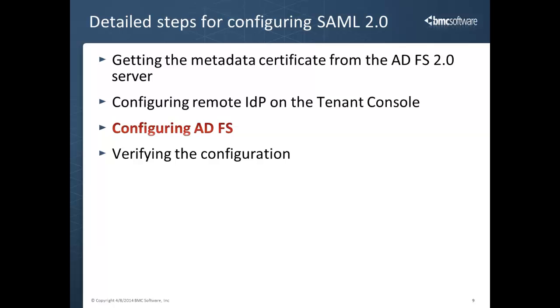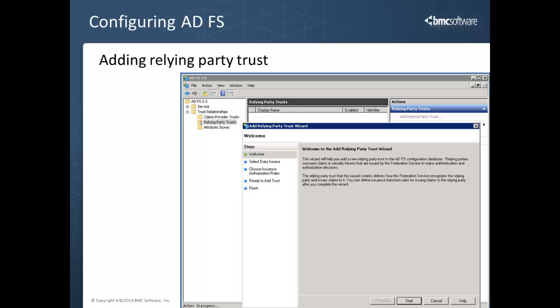After you configure the remote IDP in the BMC Atrium SSO tenant console, the next step is to configure your ADFS server. You will need to establish a trust relationship between the ADFS server and the SSO server so that these servers can rely on each other for secure communication. For this, open the ADFS 2.0 management application on the ADFS server. Then, navigate to Trust Relationships and click Relying Party Trusts. Open the wizard by clicking the Add Relying Party Trust link in the Actions menu in the top right of the application.